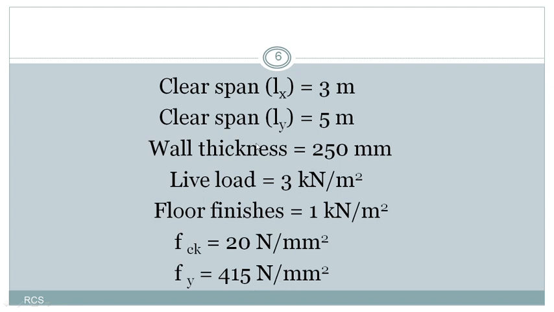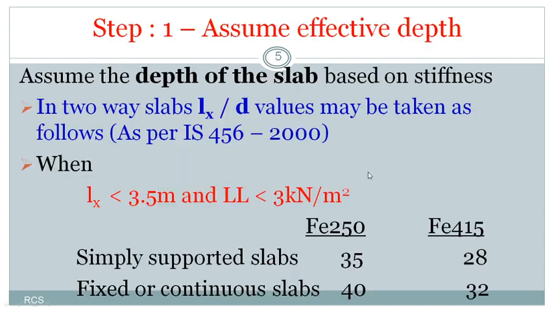Now to decide the Lx by d ratio, we have to check our Lx value, that is the shorter span value, and the live load. Here the shorter span is 3 meters and the live load is 3 kN per meter square. So I can say our shorter span direction is less than 3.5 meters and live load is equal to or less than 3 kN per meter square. As we are designing a simply supported slab with Fe415 steel, the Lx by d ratio for simply supported Fe415 grade steel is 28. So according to this we can assume that the Lx by d ratio is 28.